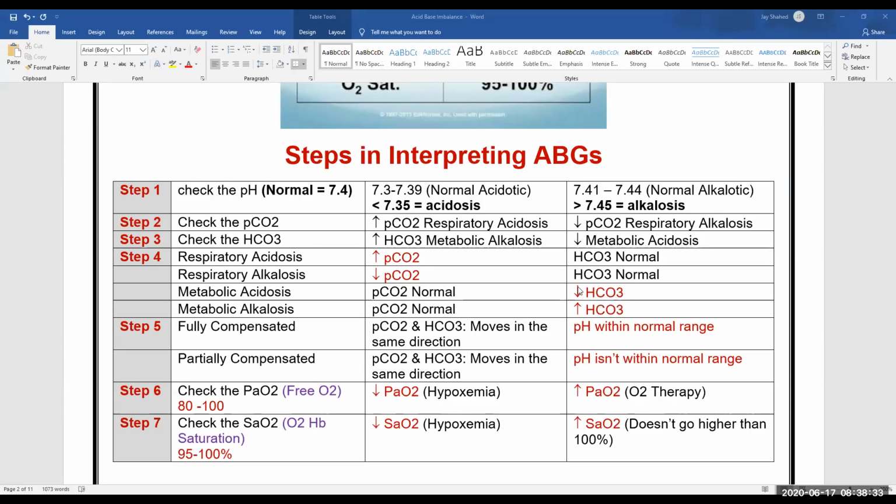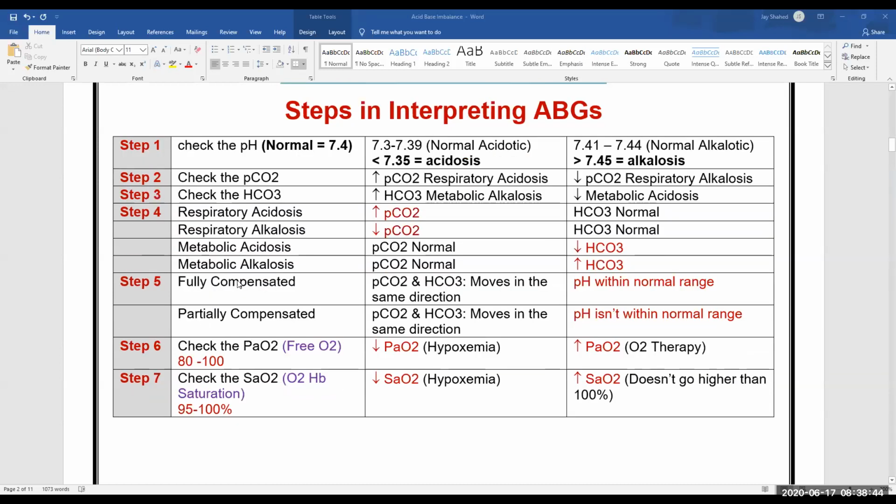If HCO3 is down, we know it's acidotic. If HCO3 is up, we know it's alkalosis. Okay. The next thing we have to look at is the compensation.